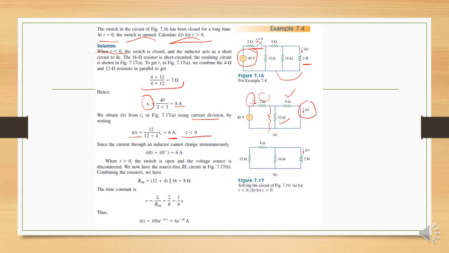Since the current through an inductor cannot change instantaneously, as the voltage across the capacitor cannot change instantaneously, similarly the current through the inductor cannot change instantaneously. So when we just open the switch, the inductor will sustain this current in it. So at i(0), our inductor will be having 6 ampere current.